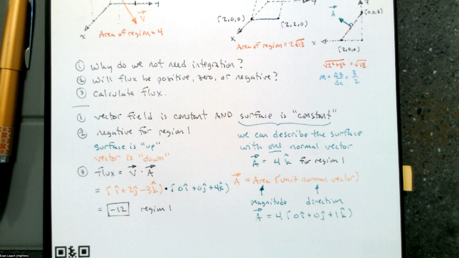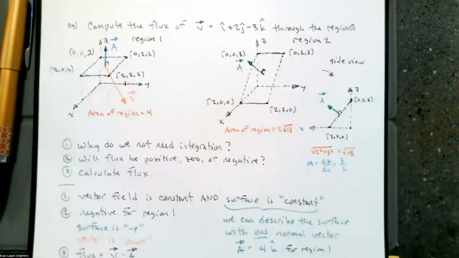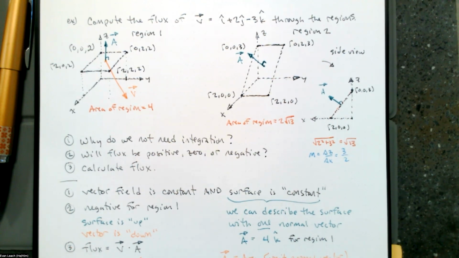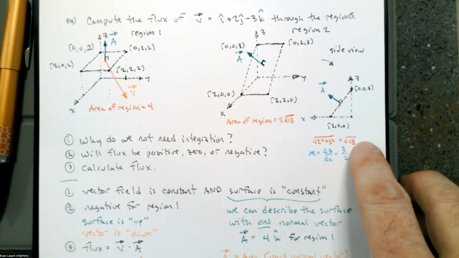In the second example, for region 2, we don't need integration for the same reason. We don't need integration because the vector is still constant, and the surface can be described with one normal vector. The area of the region is 2 square roots of 13 because I made the x 2 instead of 4. I wrote down 2, and I thought, oh, that should be 4. But then I thought, I'm just going to use 2. That'll be easier, right?